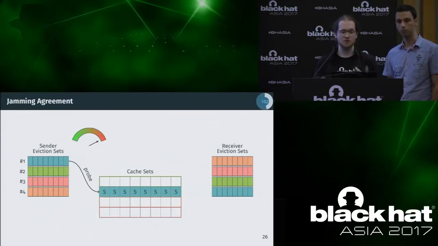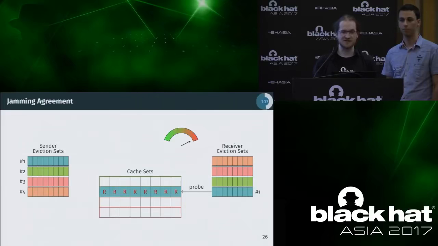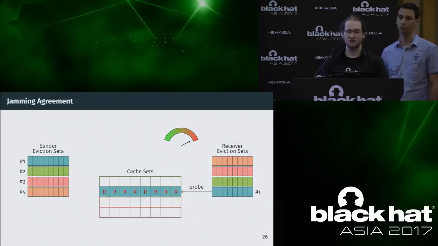So when the sender then probes its cache set, the access time will be long because its data has been evicted. Now, if the receiver also probes the same cache set to try to see if it found the sender, it will also experience long access times. So we know we found each other. So we have correctly labeled our first channel.